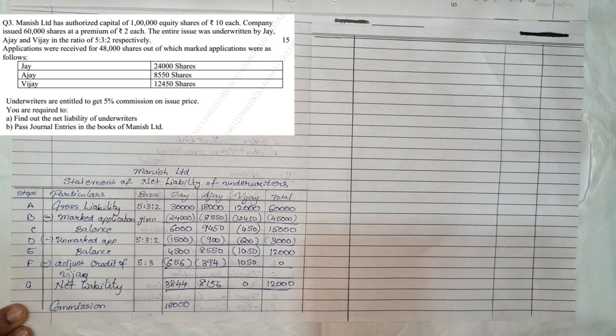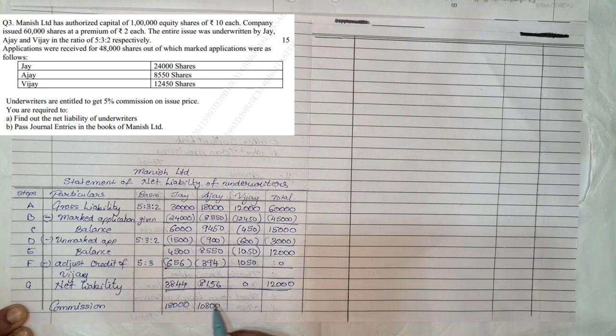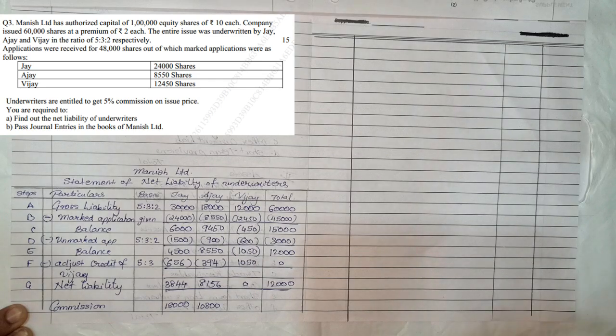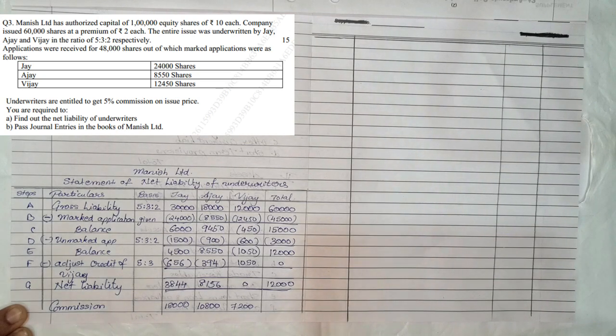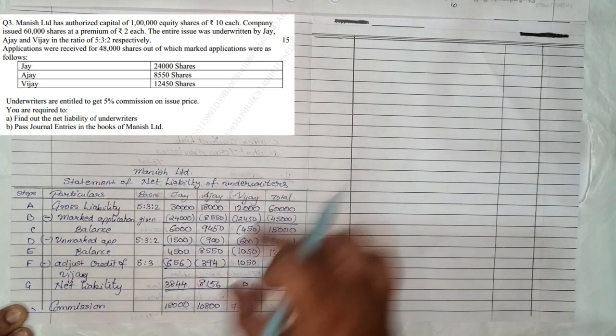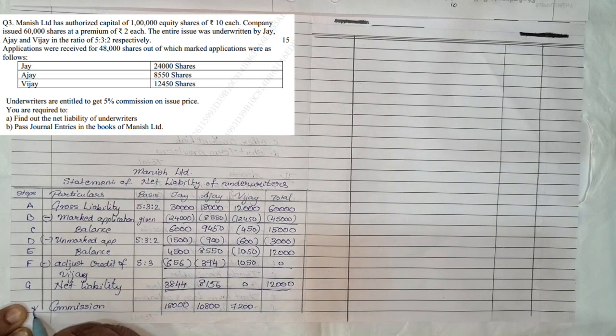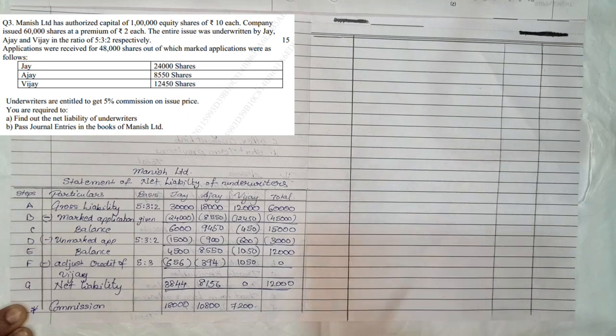Same way for Ajay, it is 18,000 into 12 into 5%, which comes to 10,800. And for Vijay, 12,000 into 12 into 5%, which comes to 7,200 rupees. Okay, that's the commission. This is not a part of the net liability, it's a separate working. Why did we do this? In order to pass the journal entries. So now let us see how we start with the journal entry.